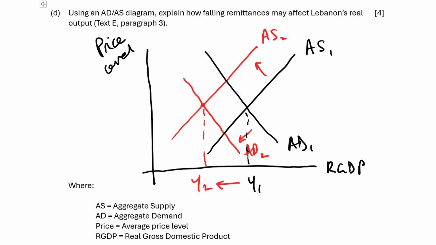Okay, so the combined effect from this shrinkage of both aggregate demand and supply is that you can see we're going to have this massive drop in output from Y1 to Y2. Okay, so now we just have to put some text or some commentary around this. So what should we say?